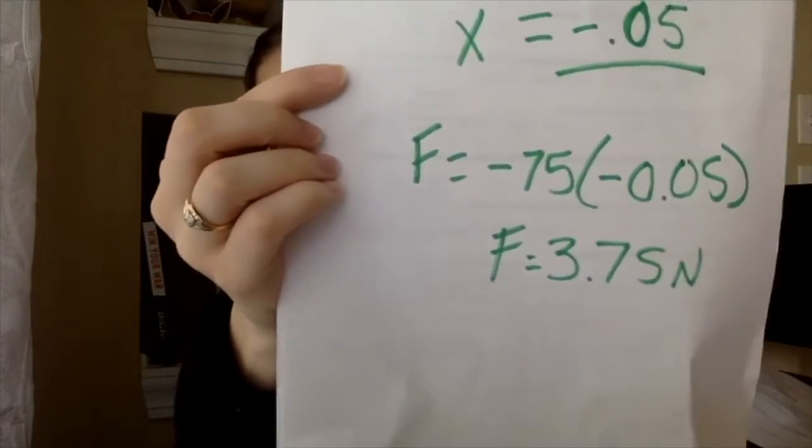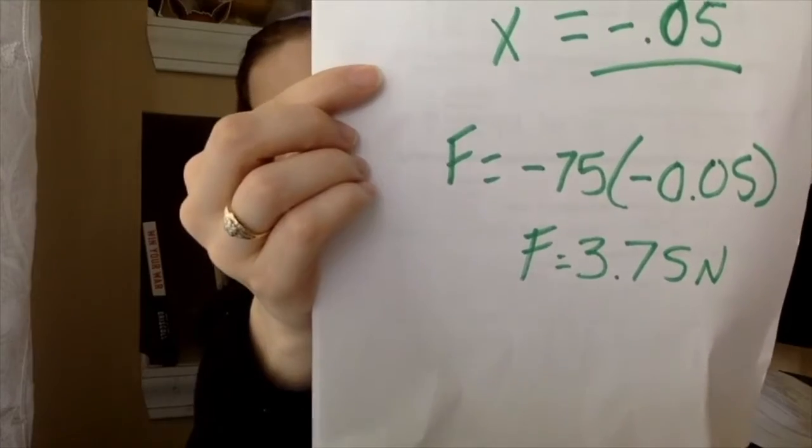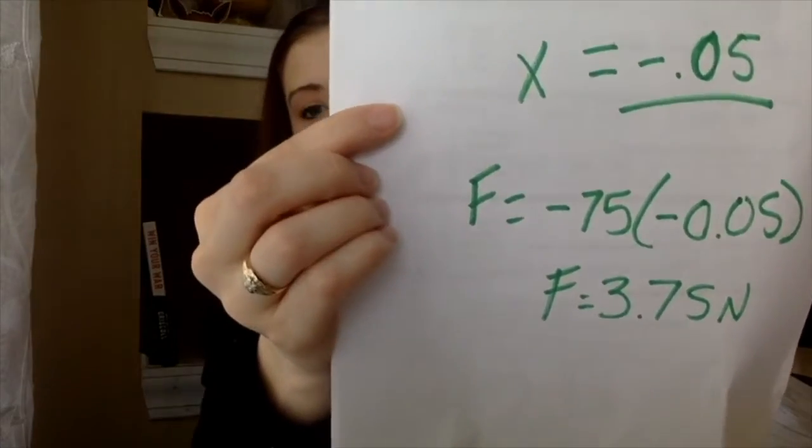So what is our spring constant in number 2? 75. So it's going to be negative 75, just plug it into your formula, times negative 0.05. So watch those negatives. And you're going to equal 3.75 newtons. Because when you have two negatives multiplied together, you're going to get a positive. Okay? All right, let's move on to number 3.